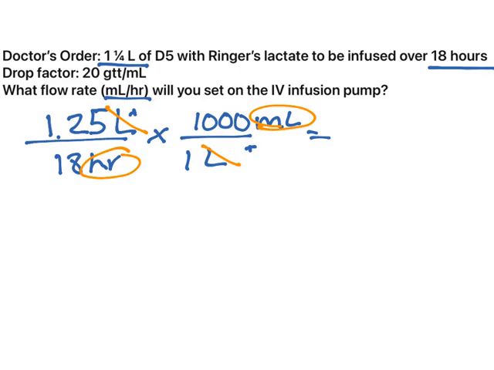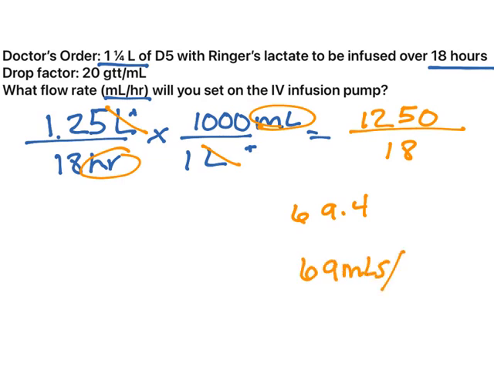So we're going to multiply straight across the top, 1.25 times 1,000, and we're going to get 1,250. And then 18 times 1 is 18. So you should get 69.4. But we know when we are dealing with the IV pump that your question normally is going to tell you to round to the nearest whole number. So we're going to round this to 69 mLs per hour. But you want to make sure that you always pay attention to what your question says to round to.